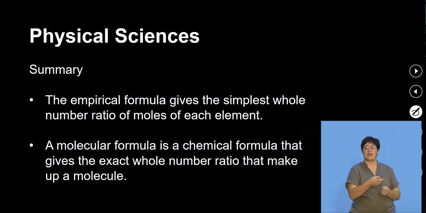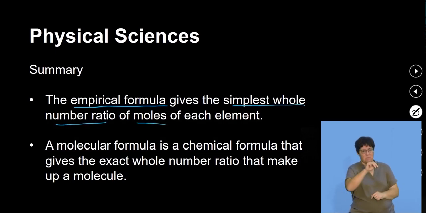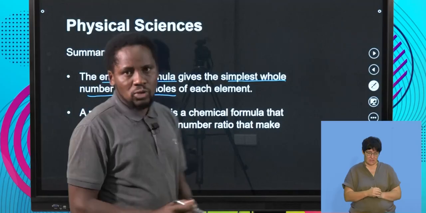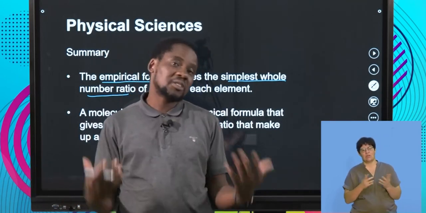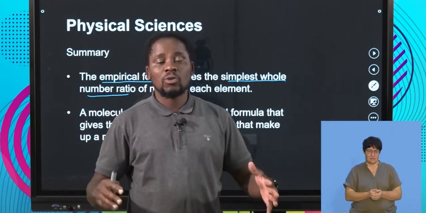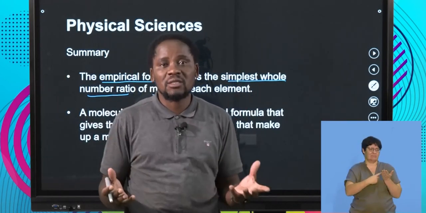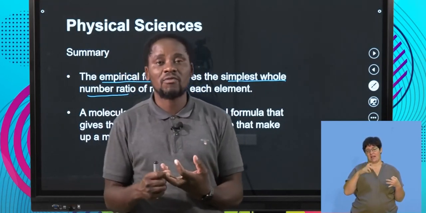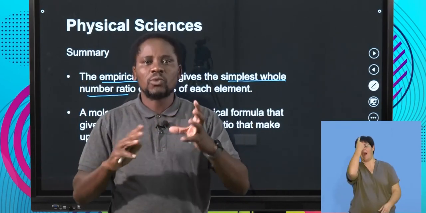And then the empirical formula gives us the simplest whole number ratio of moles. It's always about the moles of each element that is present. And then the molecular formula is the actual chemical formula of the substance that gives us the exact, actual whole number ratio that makes up a molecule. So these are the different types of formulae in terms of the percentage composition. We also looked at the masses. So there's a whole range of ideas that we managed to discuss in terms of percentage composition, molecular formula, as well as empirical formula. I certainly hope that makes a lot of sense when it all comes together.